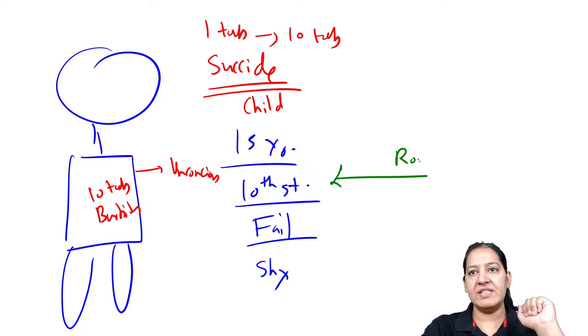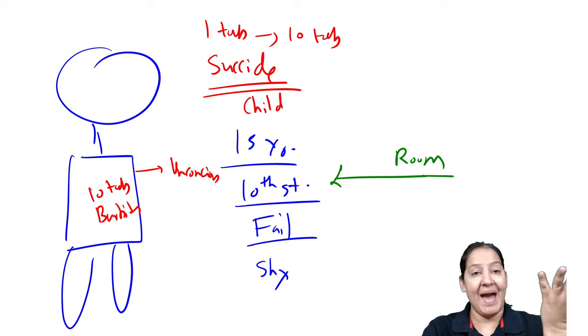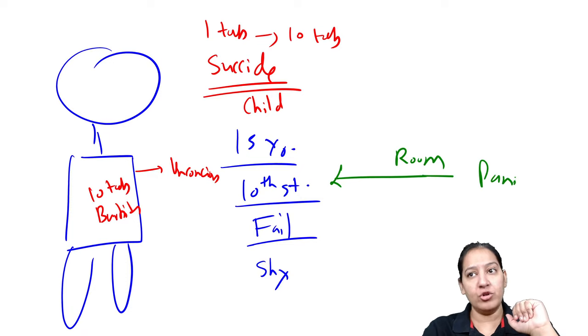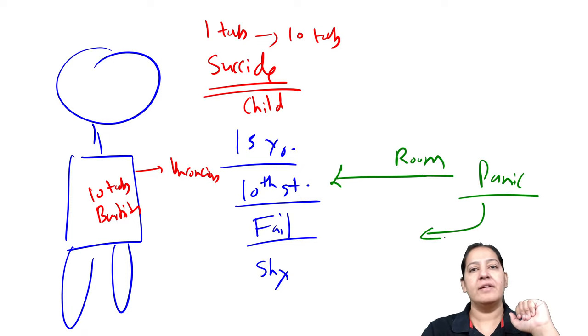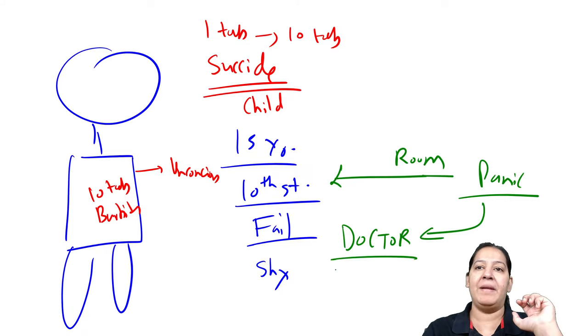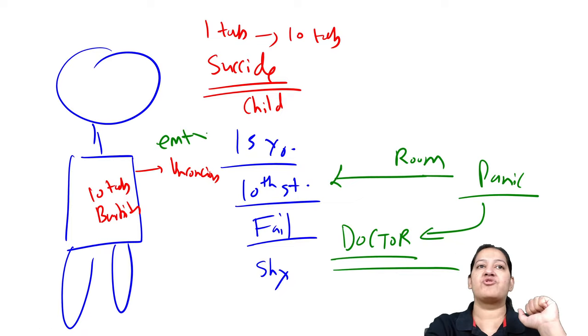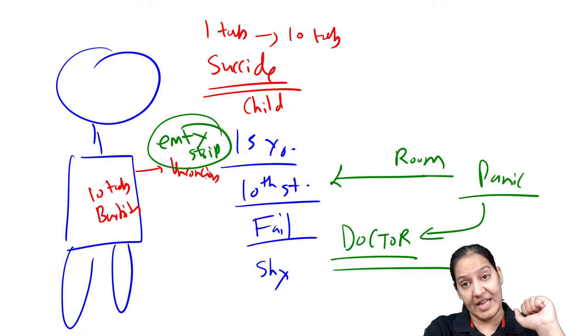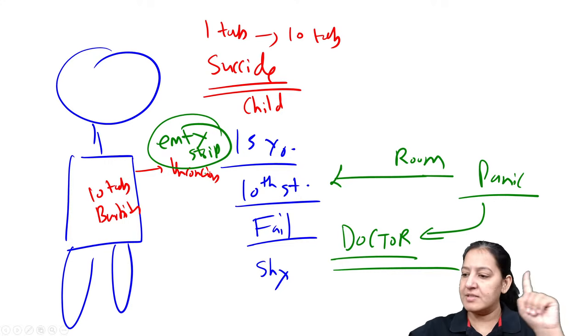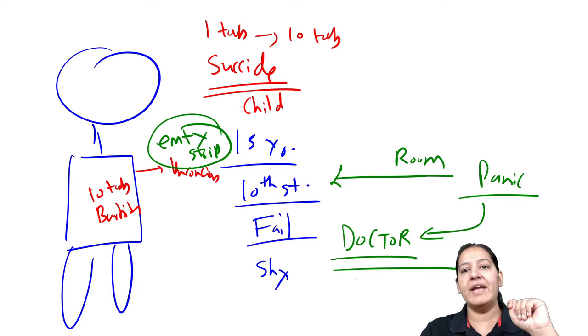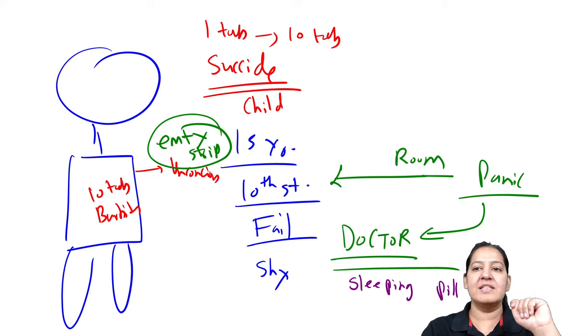Parents arrived in the room and they saw that the child is unconscious. They got very panicked. So in the panic, they took the child to you in a car, and the child is unconscious and you are a doctor. Doctor, please save our child. They have already seen the empty strip in the room. So they understood that our child tried to commit suicide taking sleeping pills. So doctor, save our child.